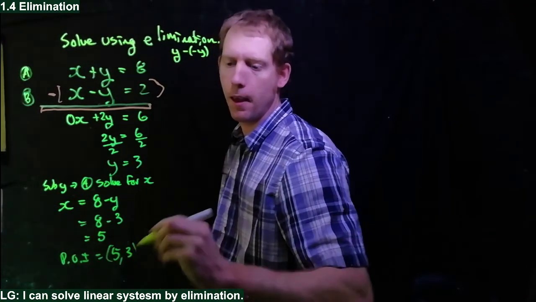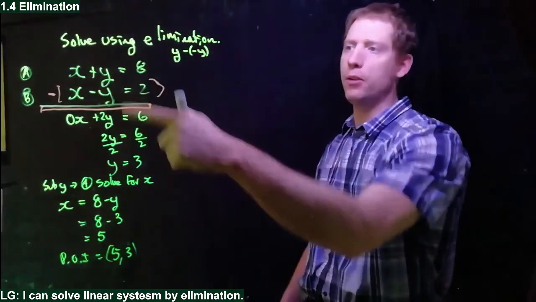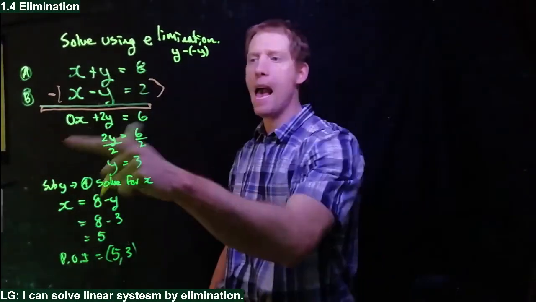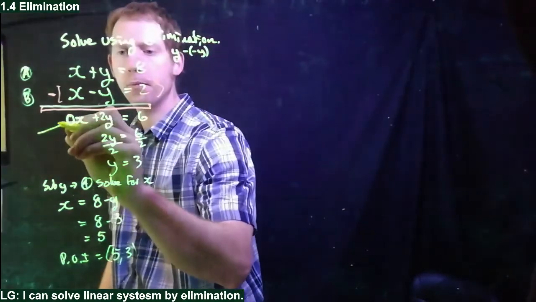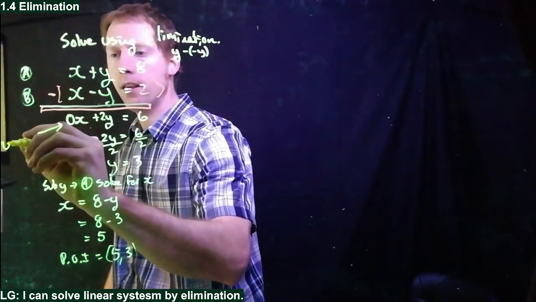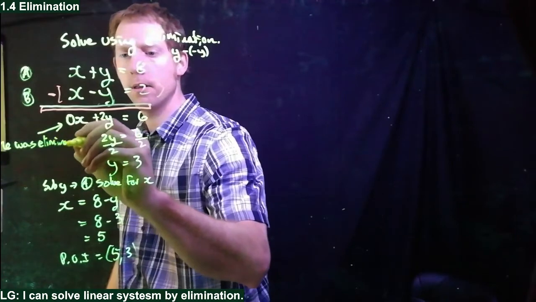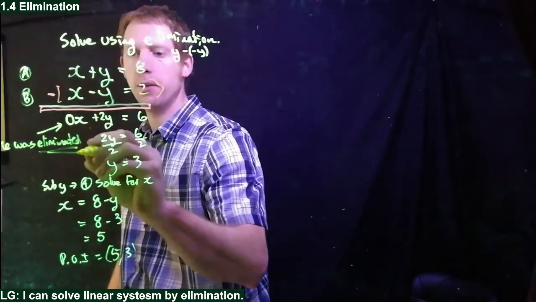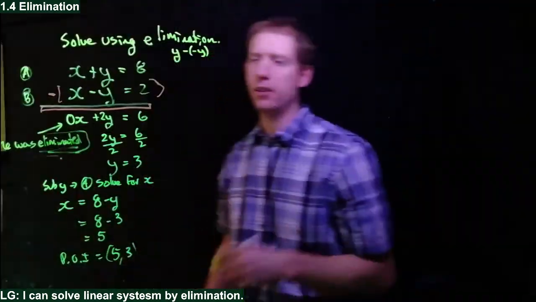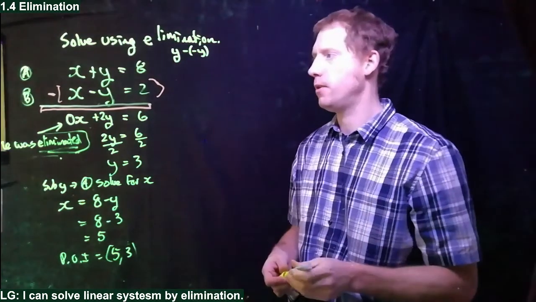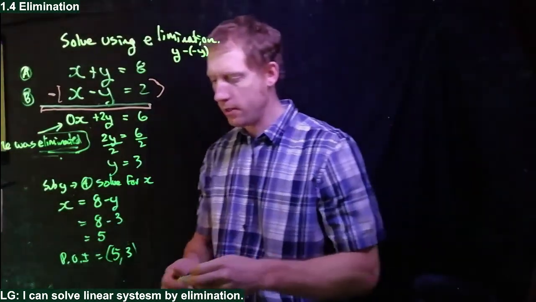And that's pretty much it. You can either add or subtract. And what happened to this guy? He was eliminated. Okay, that's what happened. He was eliminated. He was killed. 0 times anything is 0. So he was eliminated.